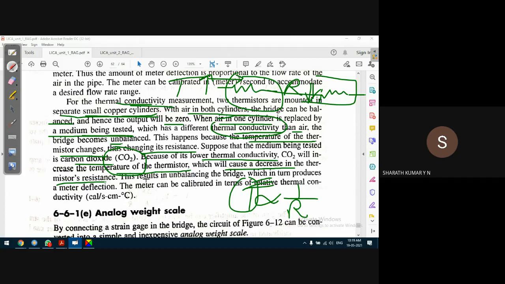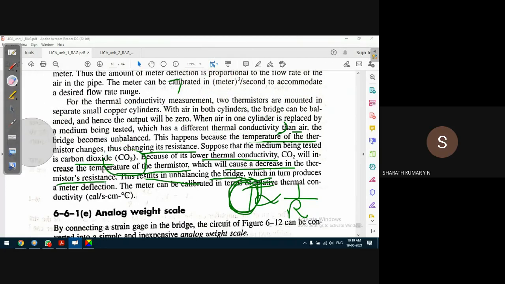This decrease in resistance causes unbalance in the bridge, which can be used to indicate the flow of carbon dioxide through the pipe. So the meter can be calibrated in terms of relative thermal conductivity to measure the flow of carbon dioxide. Okay, so that's about that.